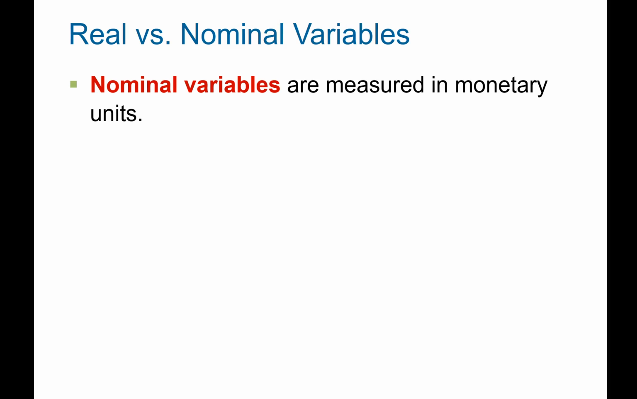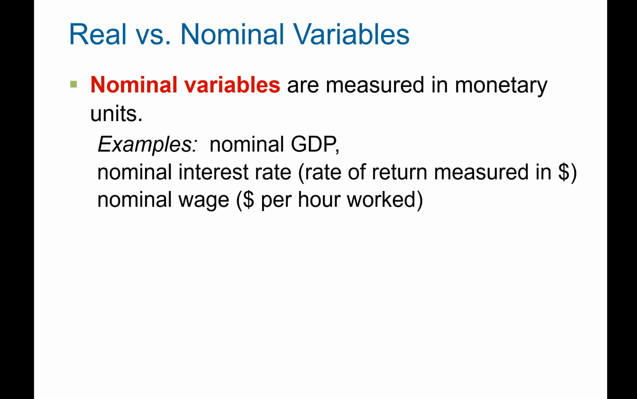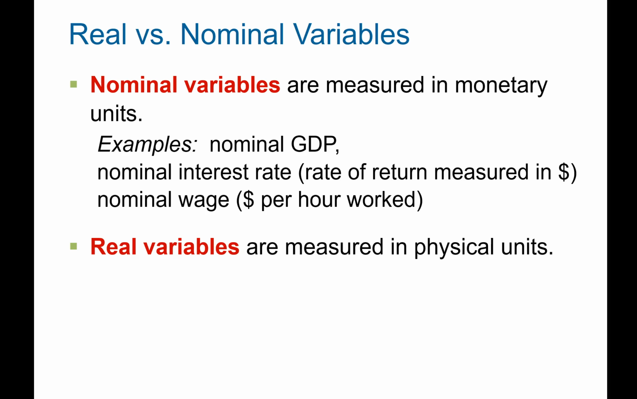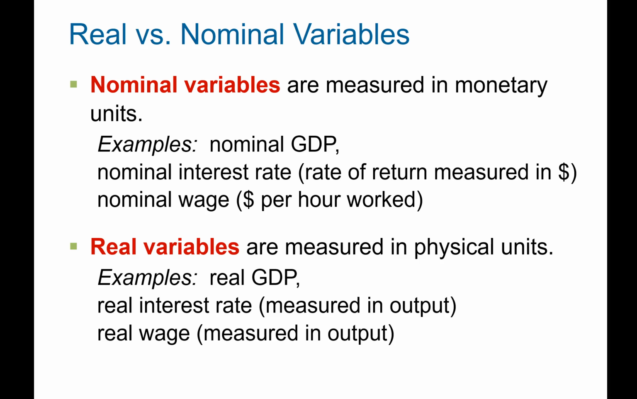Now let's look at how real and nominal variables are affected by these changes. Nominal variables are measured in monetary units. They are on their face. That's really what nominal means, on its face. And so examples of this are nominal GDP, the nominal interest rate, or the nominal wage. All of those are as they appear on their face, and they are just the stated price or wage. Real variables are measured in physical units. So real GDP, the real interest rate, or the real wage are measured differently. They are measured in physical units, how many of something, quantity.